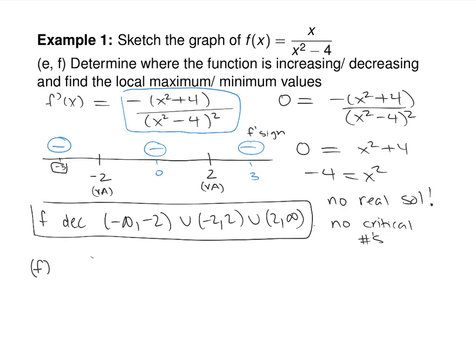Part F said maxes and mins, right? So for max and min, just make sure you say none, if there are none, because there's no critical numbers. There's no criticals because there's no real solutions to the derivative being 0. Exactly. And the derivative being undefined are places where the function's undefined as well, so they can't be critical numbers either.